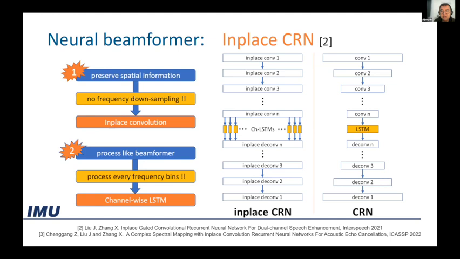So we designed the in-place CRN model first to preserve the spatial information. We discard the downsampling operation in the convolutional layer. As you can see, we call this convolution the in-place convolution. And then, to process spatial information, we use channel-wise LSTM in each frequency bin. This work shows that downsampling could lead to severe spatial information loss, and this in-place approach has very good spatial directivity. We also find it works great for acoustic echo cancellation.